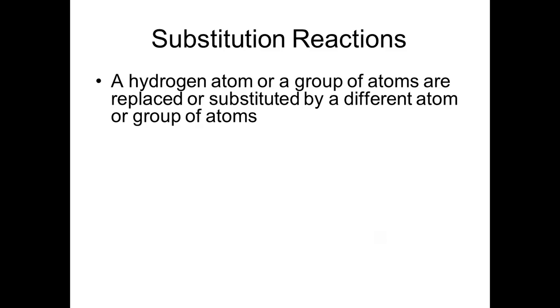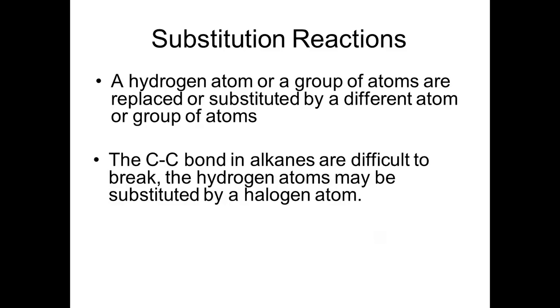So let's first start off with substitution reactions. And so in that case, what you're doing is you're taking a hydrogen atom or a group of atoms and you're replacing it with a different set. Okay? Now, carbon-carbon bonds in alkanes are difficult to break, which is why the hydrogen atoms are the ones that are typically substituted. And they're usually substituted by a halogen.